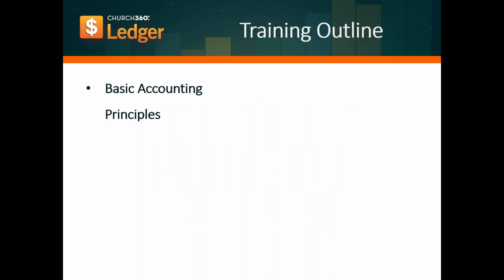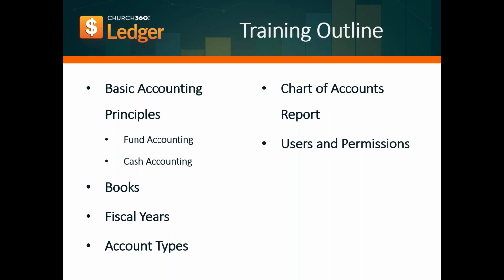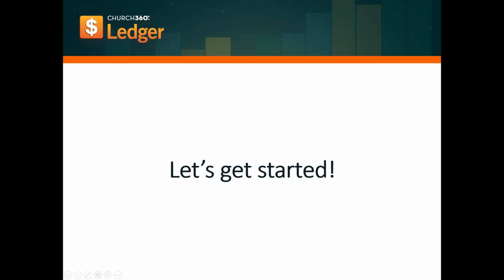All right, so these are the things we're going to talk about today: the basic accounting principles that Church360 Ledger uses. We'll mention fund accounting and cash accounting. We'll talk about books, creating new books, being able to switch between books. We'll talk about your fiscal years, being able to change your fiscal year as well as lock and unlock your fiscal years. We'll talk about the account types you're going to be able to create, which include assets, liabilities, income, and expense accounts. We'll also take a look at the chart of accounts report. And we'll go over the process of adding users and choosing permissions on what those users are going to be able to do. All right, let's go ahead and get started then.